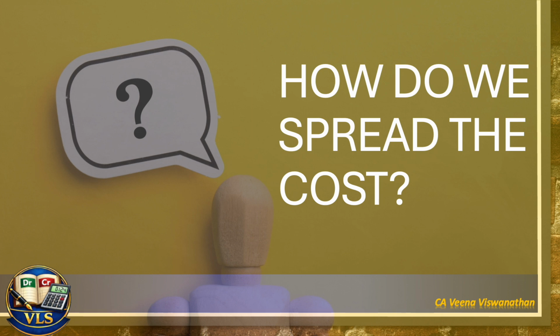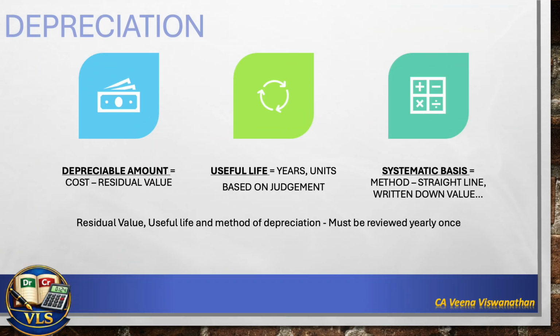Once an asset is capitalized, we don't charge its entire cost to year one. Instead, IAS 16 requires us to spread the cost over the asset's useful life. This process is called depreciation. Depreciation is simply a systematic way of allocating the cost of an asset over the years in which it provides the benefit. It ensures that expense is matched with the revenue the asset helps to generate.